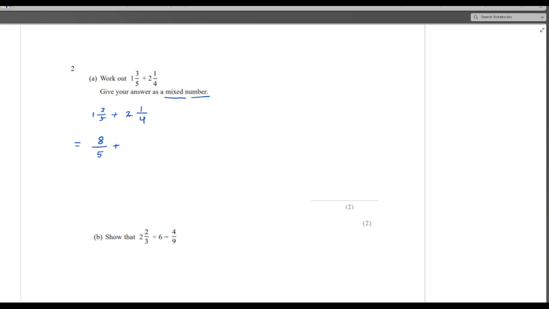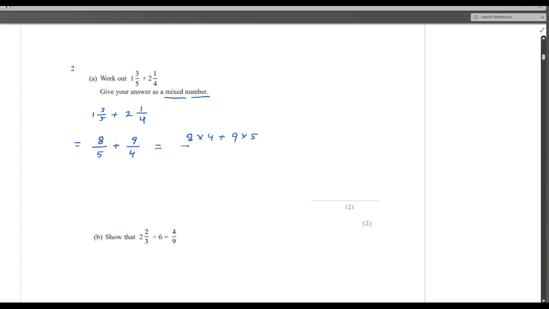This 2 1 by 4 is written as 2 times 4 is 8, 8 plus 1 is 9, 9 divided by 4. Then here we can use the cross multiplication method. So it is 8 times 4 plus 9 times 5 divided by 5 times 4. It is nothing but making our denominator the same. In this case the denominator is 20. So 8 times 4 is 32 and 9 times 5 is 45. So 32 plus 45 divided by 5 times 4 is 20.